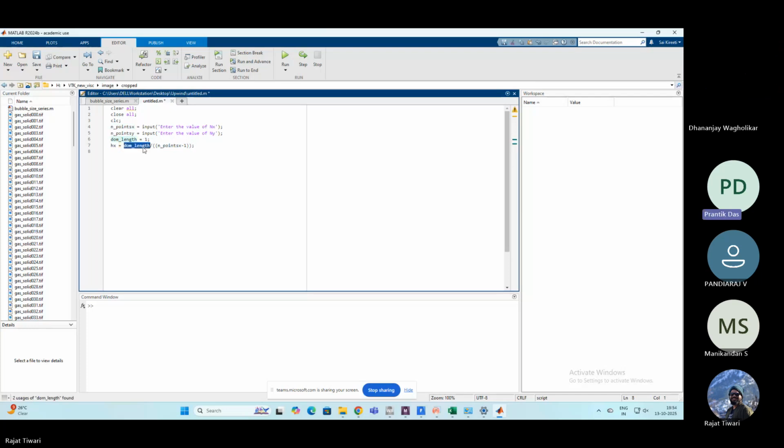And similarly, hy is basically your domain length divided by points y minus 1. So this is delta x and delta y. Good. So x actually is from 0 with step hx up to the domain length. So this is giving you the x domain span, and y is basically from 0 with step hy.